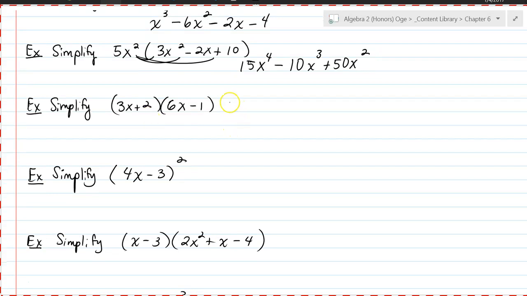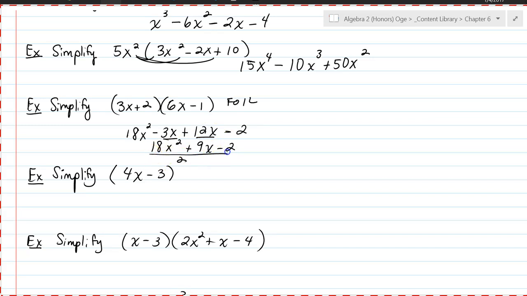Now, I'm pretty sure we all remember that when we do that, we want to do the FOIL method. First, 3x times 6x is 18x squared. Outer, 3x times negative 1, negative 3x, and inner, 2 times 6x is 12x, and last would be minus 2, and then I always want to add like terms when I'm finished. So I get 18x squared plus 9x minus 2.